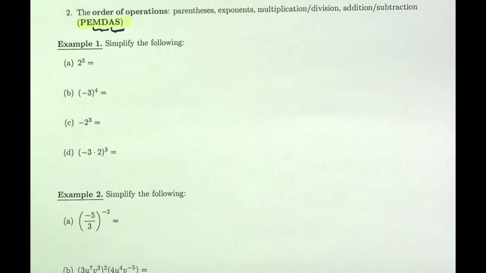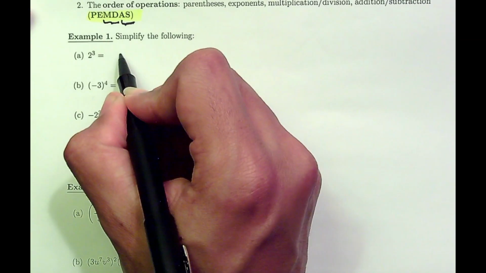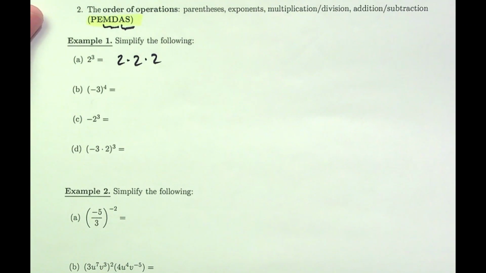Now let's get to the examples. All right. First one, simplify the following. I'm going to do these without a calculator because the whole point is to get familiar with the properties of exponents. So let's start with this one. 2 to the third, that means you multiply 2 by itself 3 times. So 2 times 2 times 2.